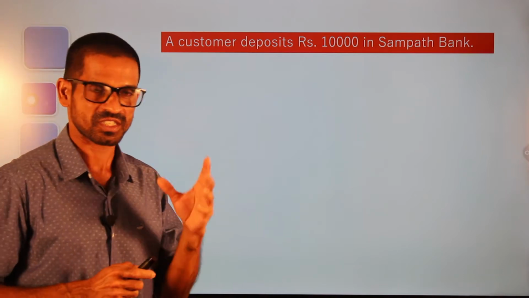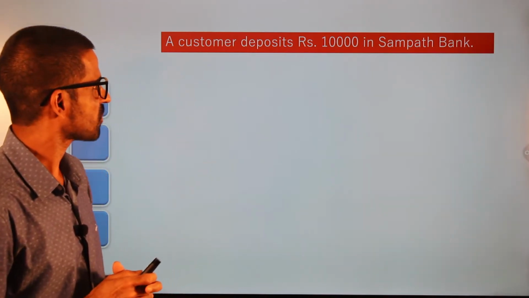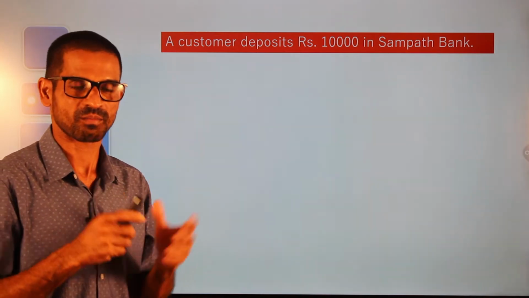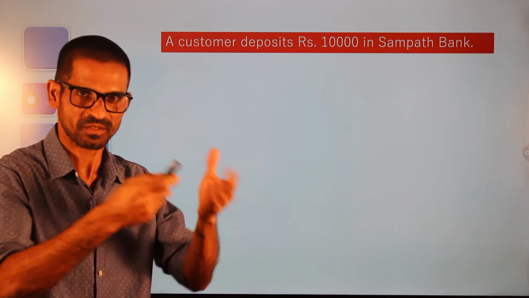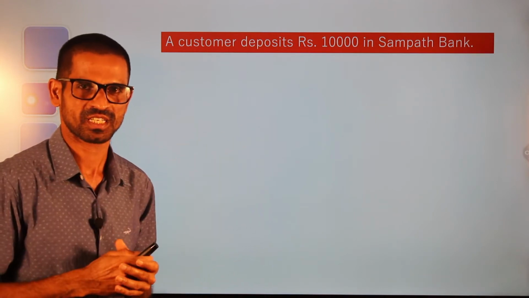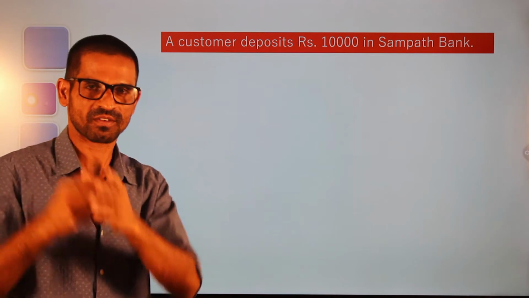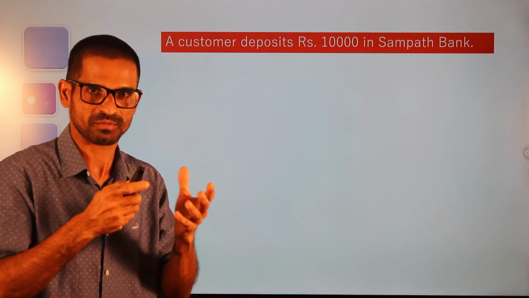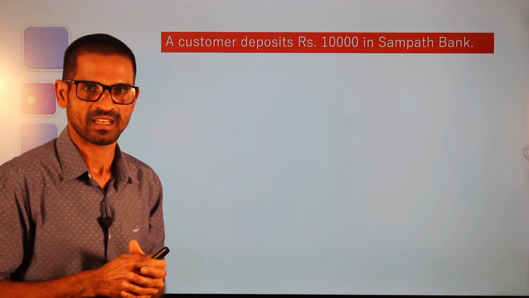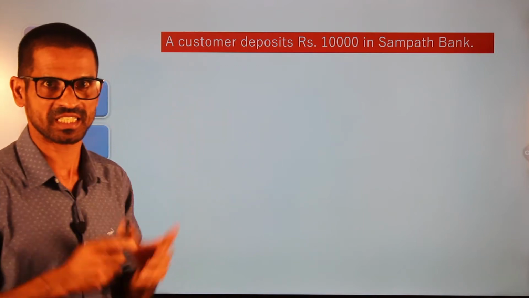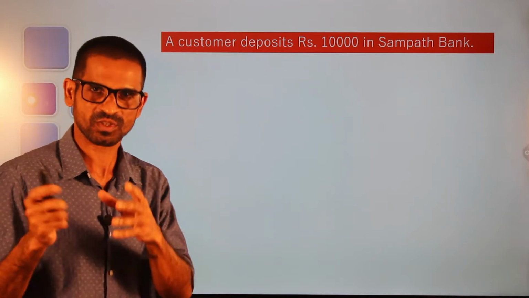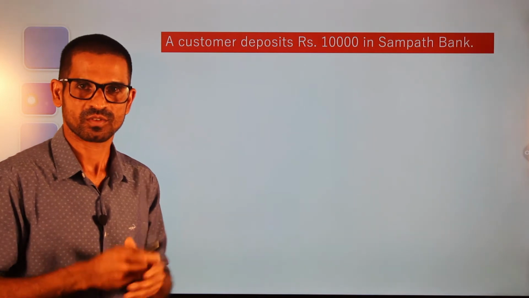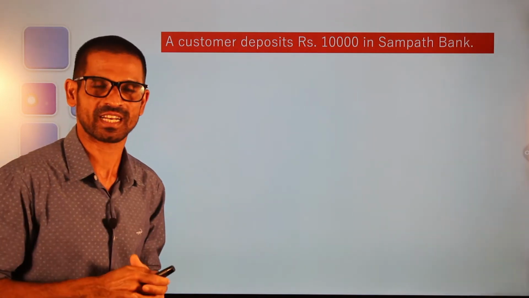Assume that a customer deposits 10,000 rupees in Sampath Bank. So Sampath Bank receives this cash. It becomes the reserves of the bank and it's an asset of the bank, because it is within the bank. And then Sampath Bank has a liability to pay this money back to the customer when he wants to withdraw it. So the bank has a liability as well.